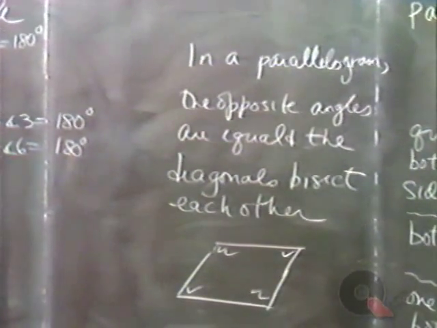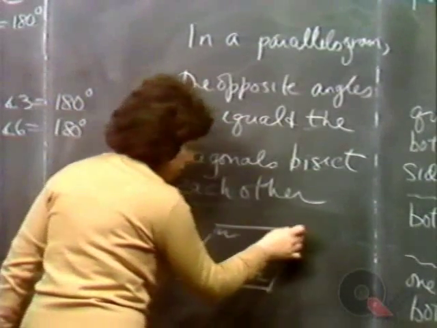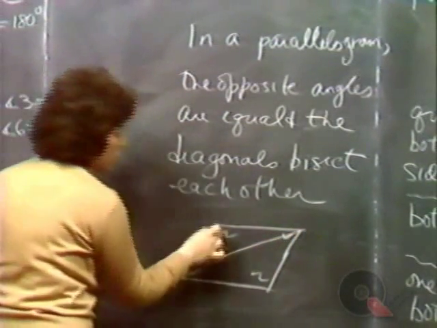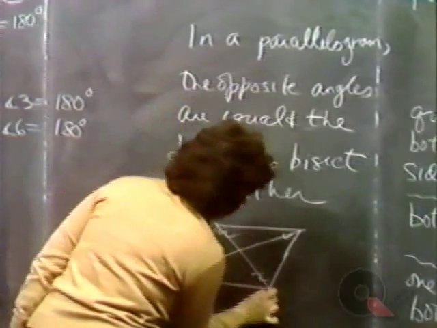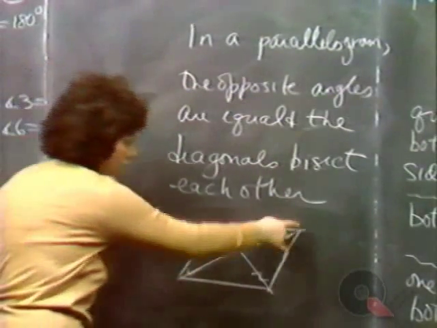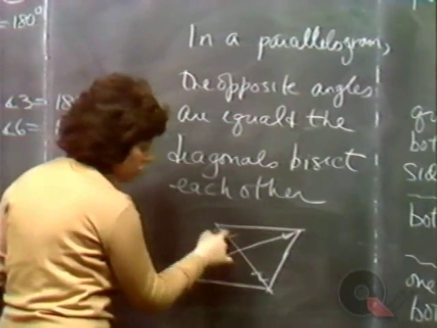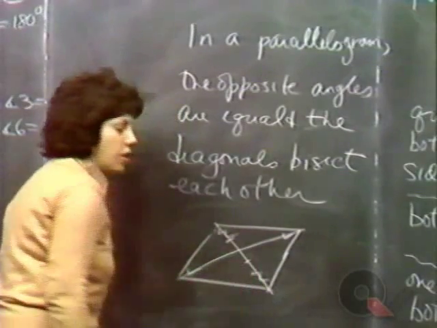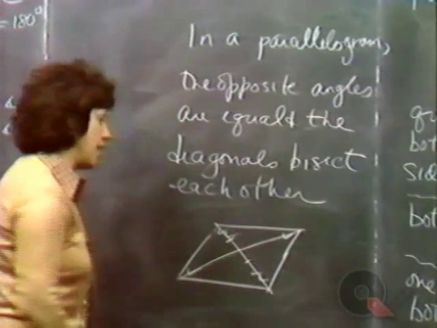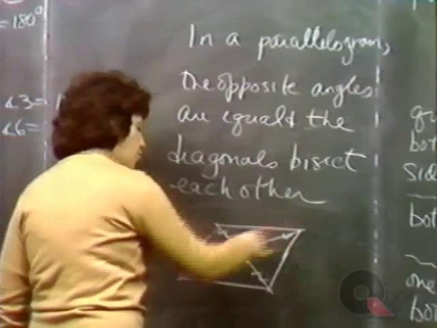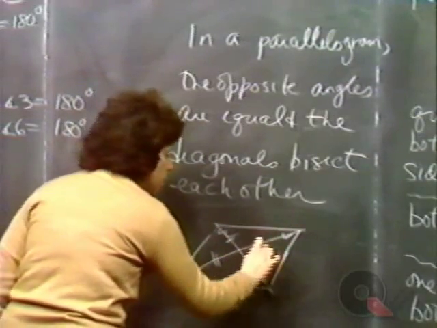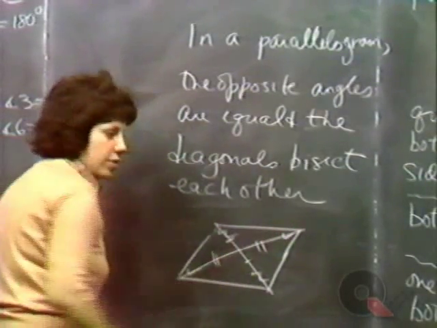When I say the diagonals bisect each other, I mean if you draw in this diagonal and you draw in this diagonal, when this diagonal crosses this one, it cuts this one into two equal portions. It bisects the other diagonal. Similarly, when this diagonal crosses this one, it cuts this diagonal into two equal segments.